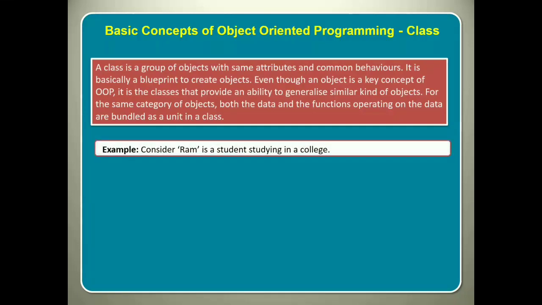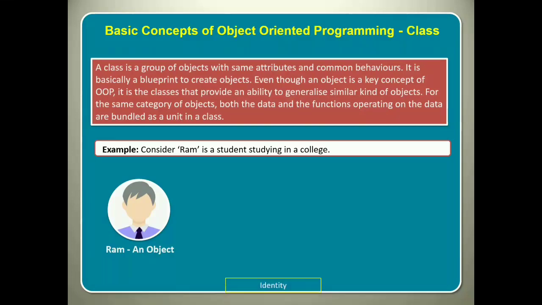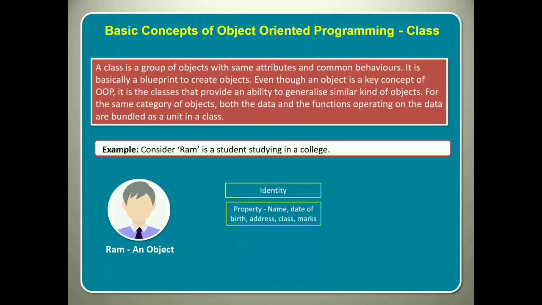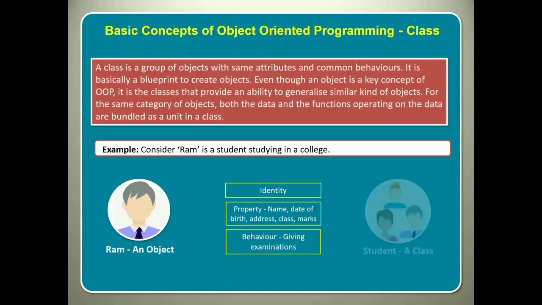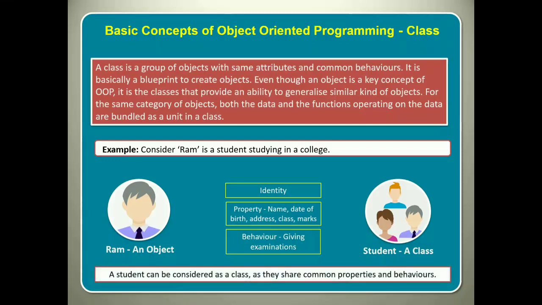For example, consider Ram is a student studying in a college. Here, Ram can be treated as an individual object having an identity, properties such as name, date of birth, address, class, and marks, and behavior like giving examinations. And just like Ram, there are other students who possess identity, properties, and behavior. So, a student can be considered as a class as the students share common properties and behaviors.